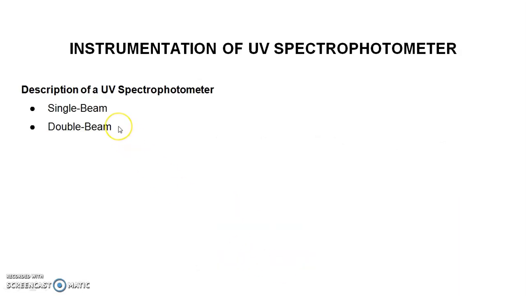With that, we are done with the components that are involved in UV spectroscopy. Now I am taking you through the description of a UV spectrophotometer. There are two different types of UV spectrophotometers. The one is the single beam and the other one is the double beam UV spectrophotometer.